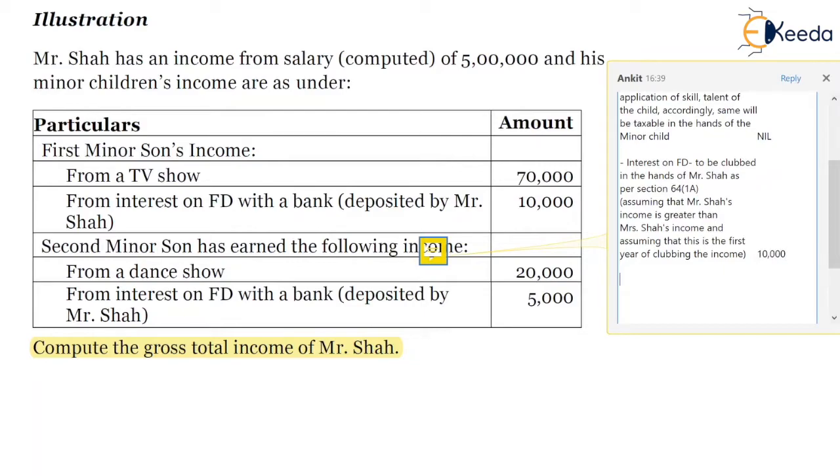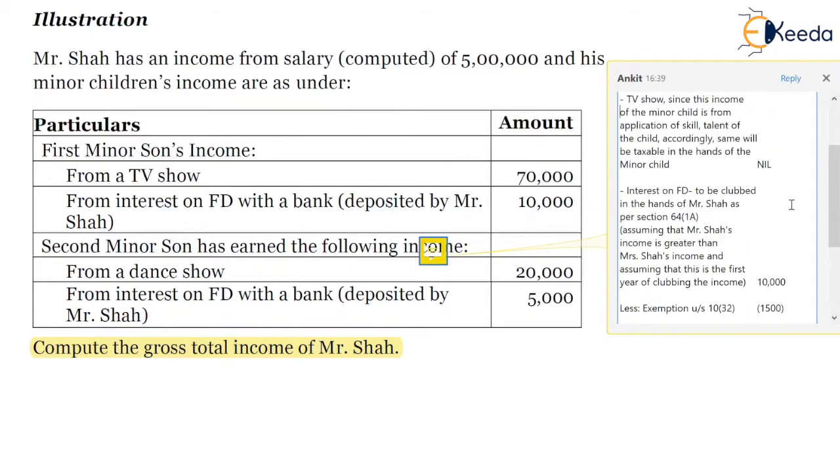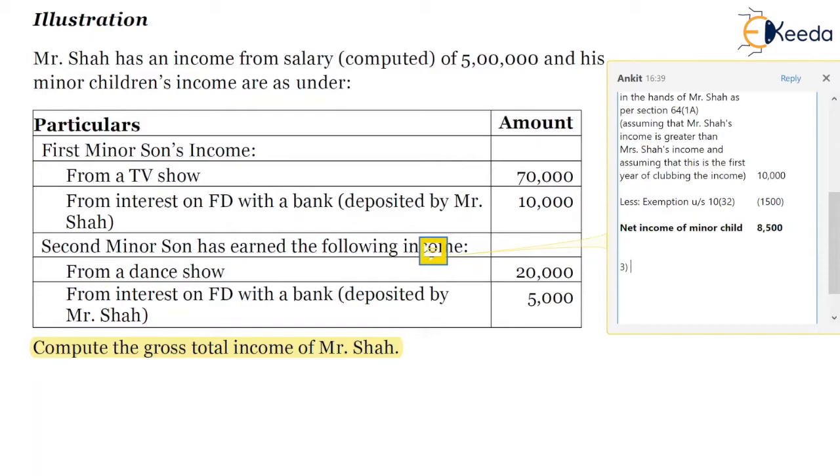So 10,000 less 1,500 exemption under section 10(32), so 8,500 is the net income of the minor child, correct? Now friends, this was the second adjustment. Now the third adjustment, second minor son's income, correct?